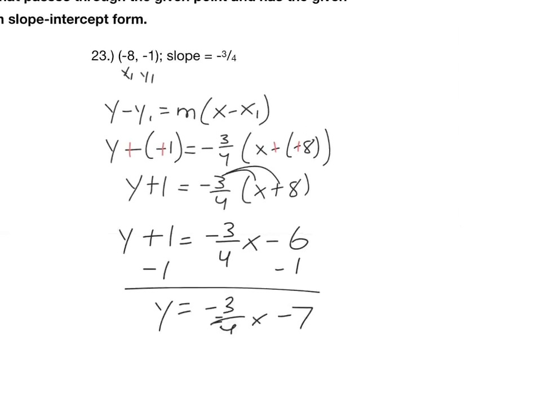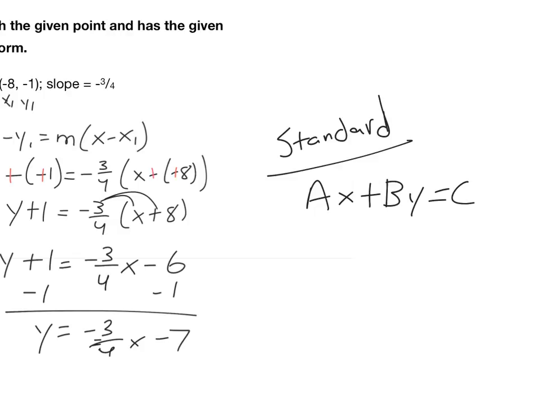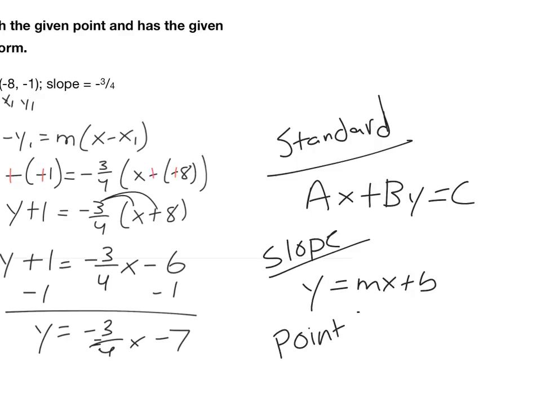Alright, also for your tests tomorrow, make sure you know what standard form is. Standard form would be ax plus by equals c. Make sure you know what slope-intercept form is, which is y equals mx plus b, and also point slope, which is y minus y1 equals m times x minus x1.